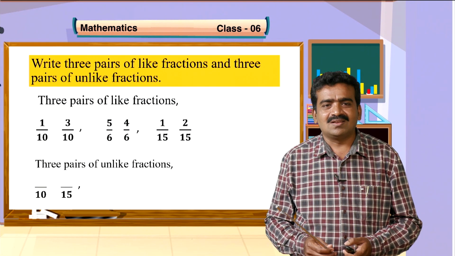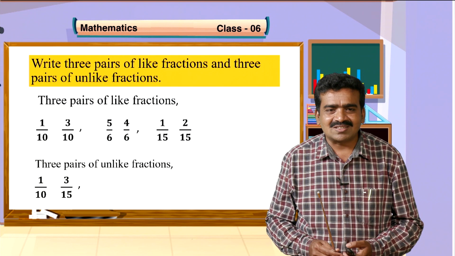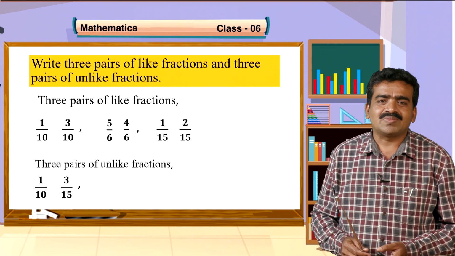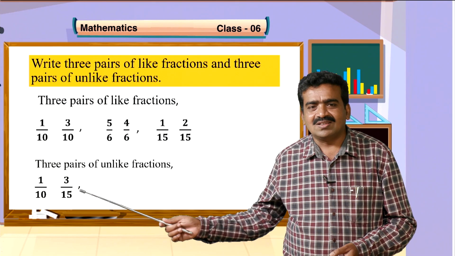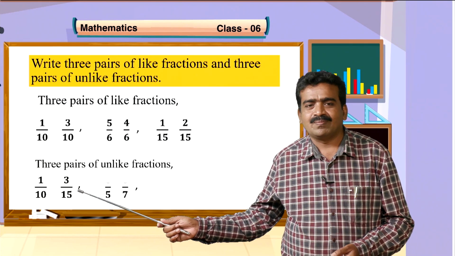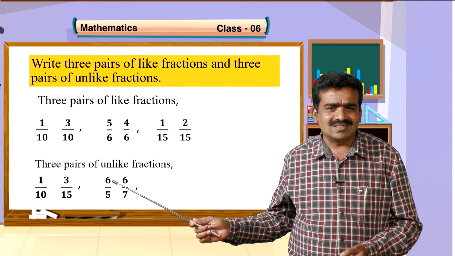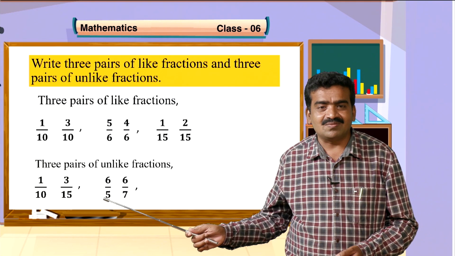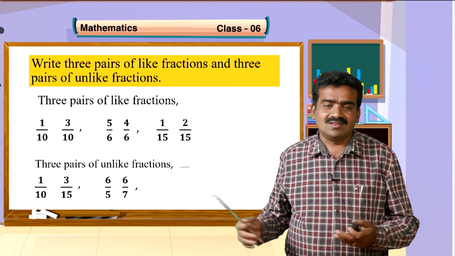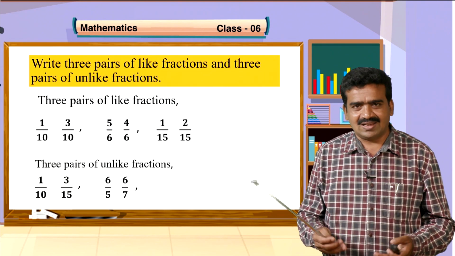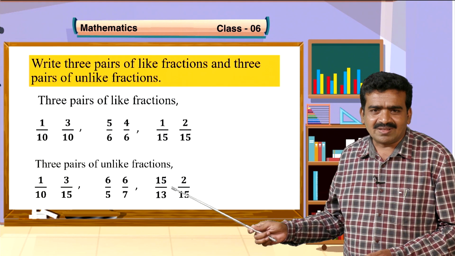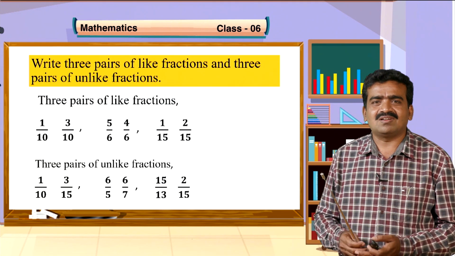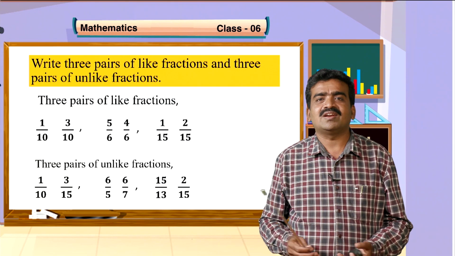How to write unlike fractions? It is simple. If the numerators and denominators are different, they become unlike fractions, like 1 by 10 and 3 by 15. Here the numerators and denominators differ. We can say that even if the numerators are the same and the denominators differ, they are examples of unlike fractions. And look at one more example, 15 by 13 and 2 by 15. These are all different examples; you can write many more.